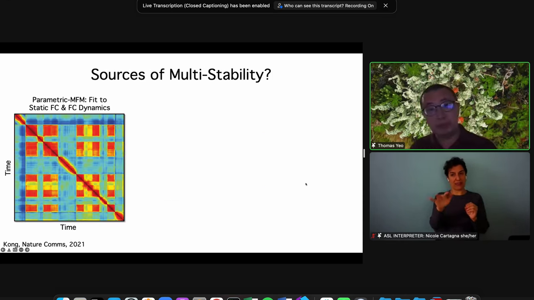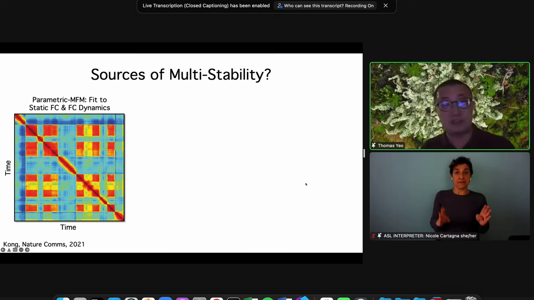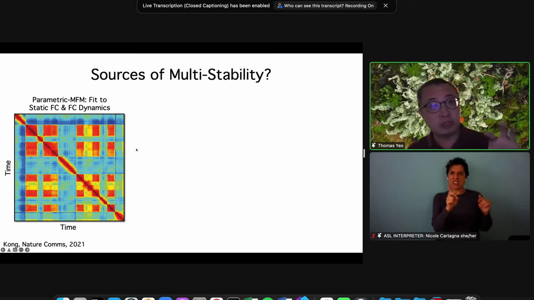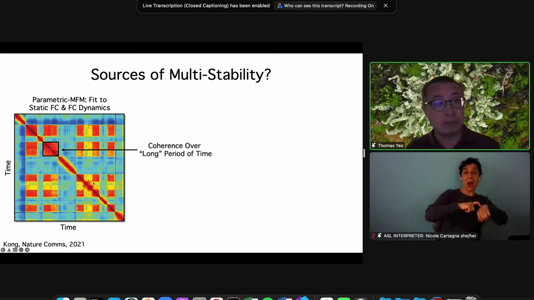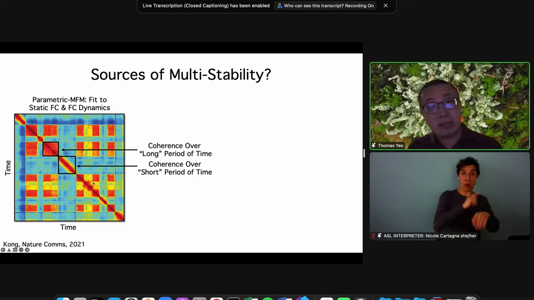Let us dig deeper into the underlying functional connectivity dynamics. So this is the functional connectivity dynamics matrix of the simulated model. The red blocks reflect time periods where the functional connectivity patterns are stable over a long period of time. There are also time periods in which the functional connectivity patterns are stable only for a short period of time. So the red diagonal you see is basically just autocorrelation in the data.